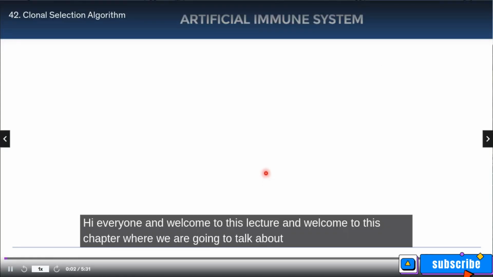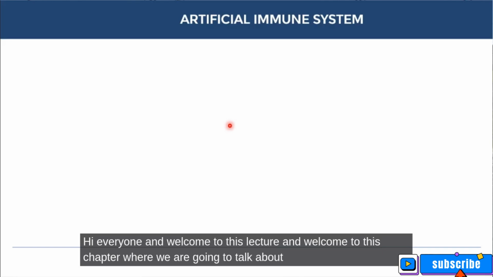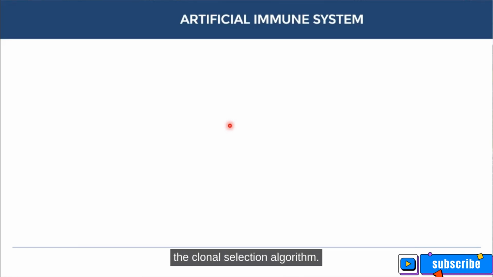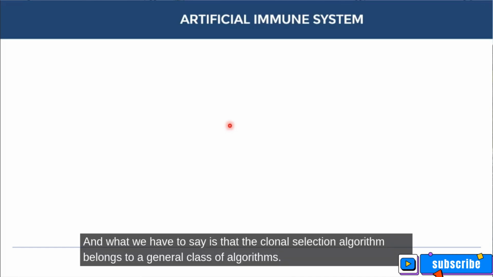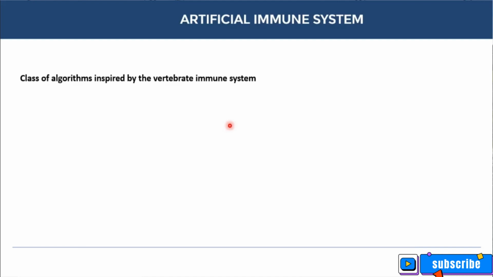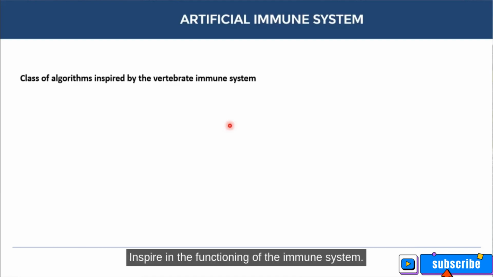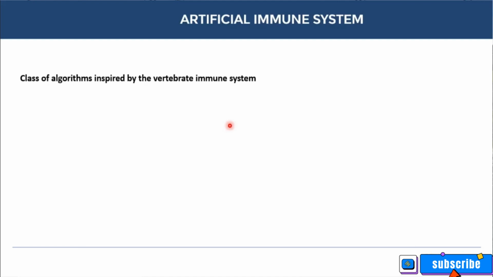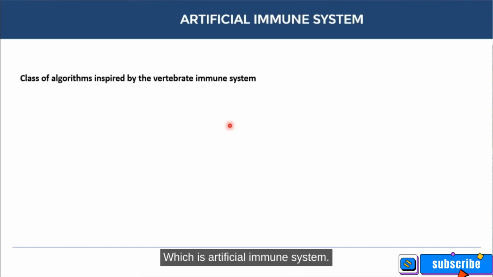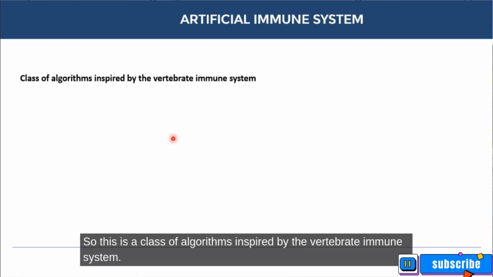Hi everyone, and welcome to this lecture and to this chapter, where we are going to talk about the clonal selection algorithm. The clonal selection algorithm belongs to a general class of algorithms inspired by the functioning of the immune system, which is artificial immune systems. This is a class of algorithms inspired by the vertebrate immune system.